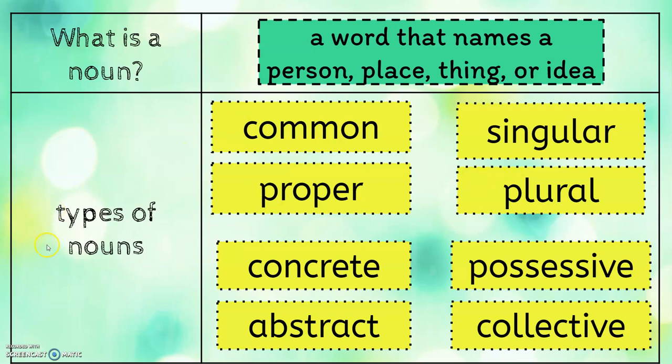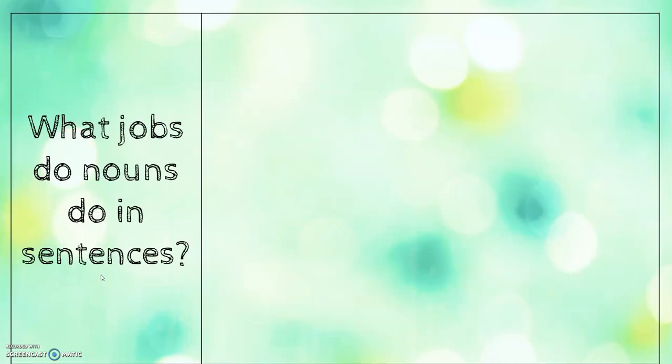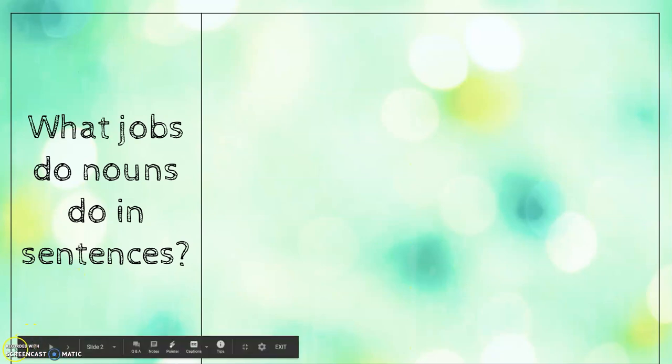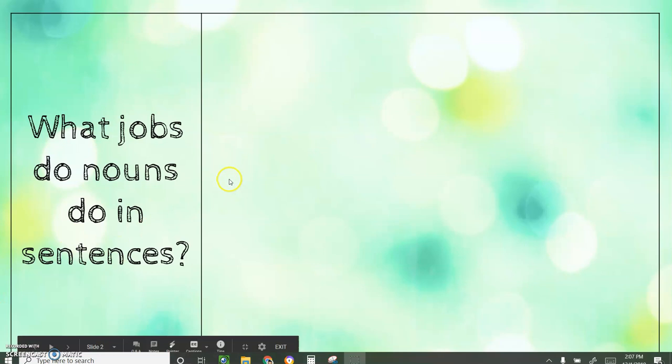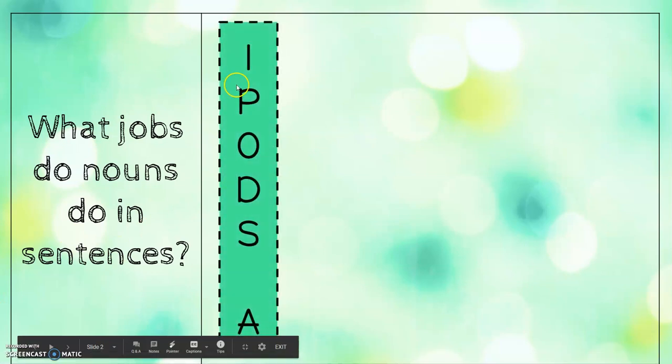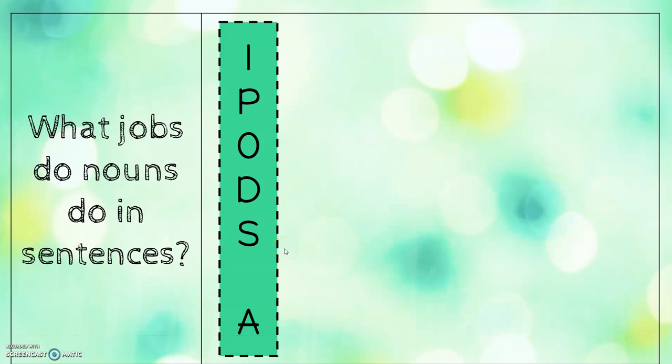Okay, and so those are the different types of nouns. Now we're going to move into the jobs that they do. As you take your notes, you'll see that there are a couple of different columns here. The first column, I want you to label the different jobs that they do. So you'll see that I have a mnemonic that we're going to use that's going to help us remember them, and that is iPods A, or you could say A iPods. And in your first column, you're going to list what the I stands for.